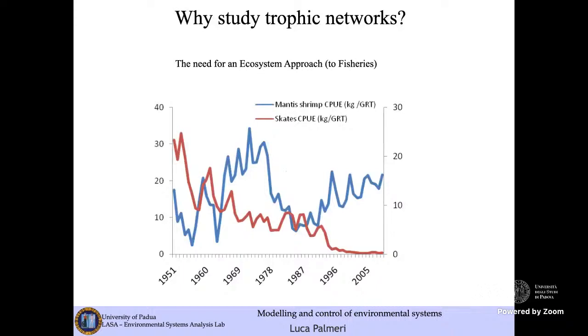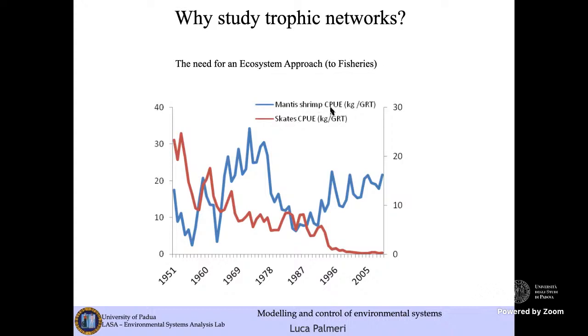We have already seen these graphs as well. These are graphs representing scales that are quite high trophic level animals, and mantis shrimps, which are instead quite low trophic level organisms. And you see that as time evolves, you have less biomass at the higher trophic level. This is the biomass. Sorry, these are the catches.